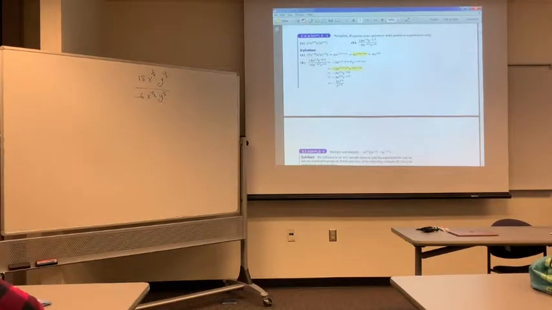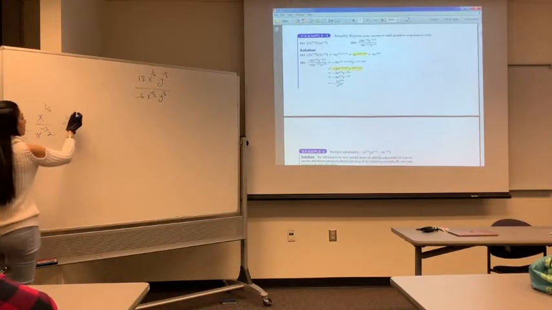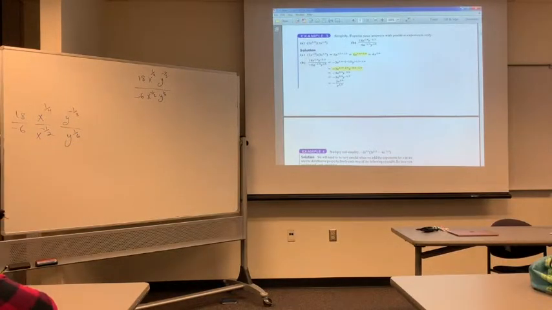Okay. So first of all, let's separate them. 18 over negative 6 multiplies to x^(1/4) over x^(-1/2), and y^(-1/3) over y^(1/6). Okay? Then 18 over negative 6 is negative 3. And for these, the bases are the same. So solve.